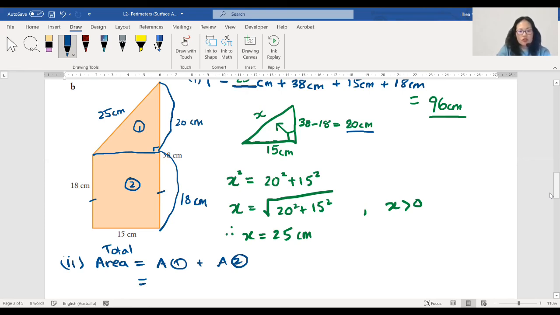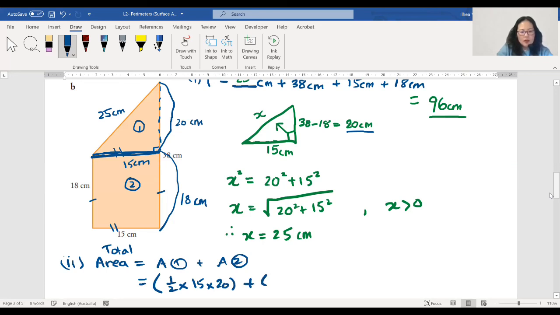Area 1 is our triangle. So I'm going to go with a half times base times height. What is my base? This is my base, guys. That's the base of the triangle. And the perpendicular, which is the other side, 20, is my height. My base is 15, because that's the same as this one. So 15 is my base, and my height is 20.